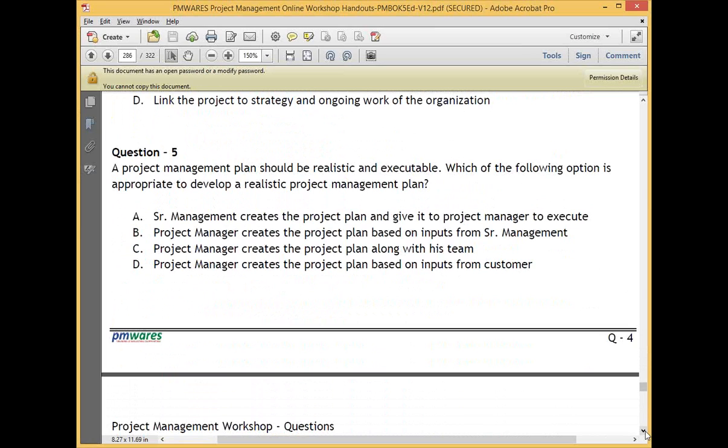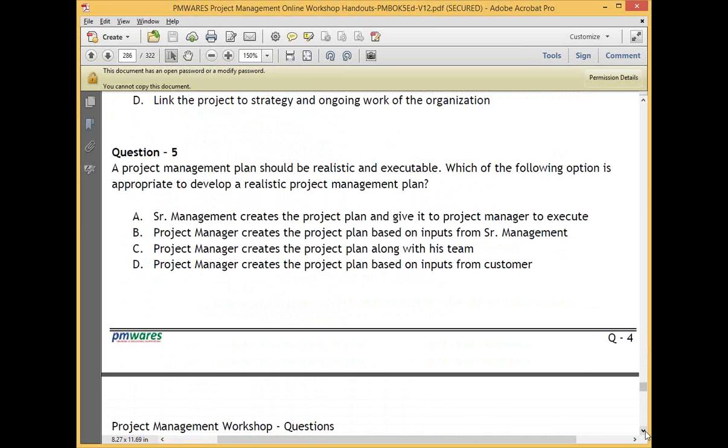Okay, the very simple thing. A project management plan should be realistic and executable. That means the team should be able to follow it. Realistic means executable. Which of the following options is appropriate to develop a realistic project management plan? So because A is not there, let me jump to B. The project manager creates the project plan based on input from senior management. I think there is not much difference between A and B as such, because senior management will provide the input, but the project manager should create the project plan based on their input only.